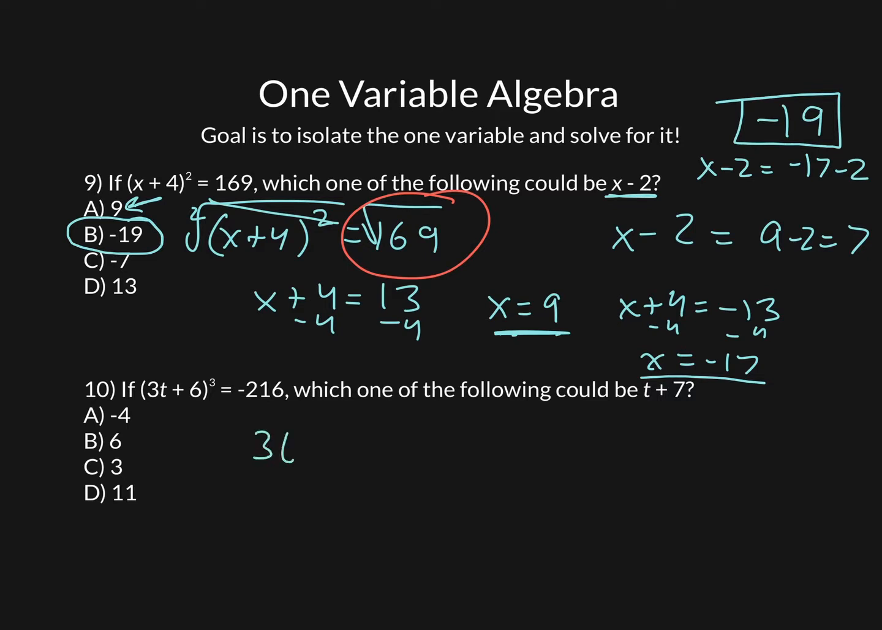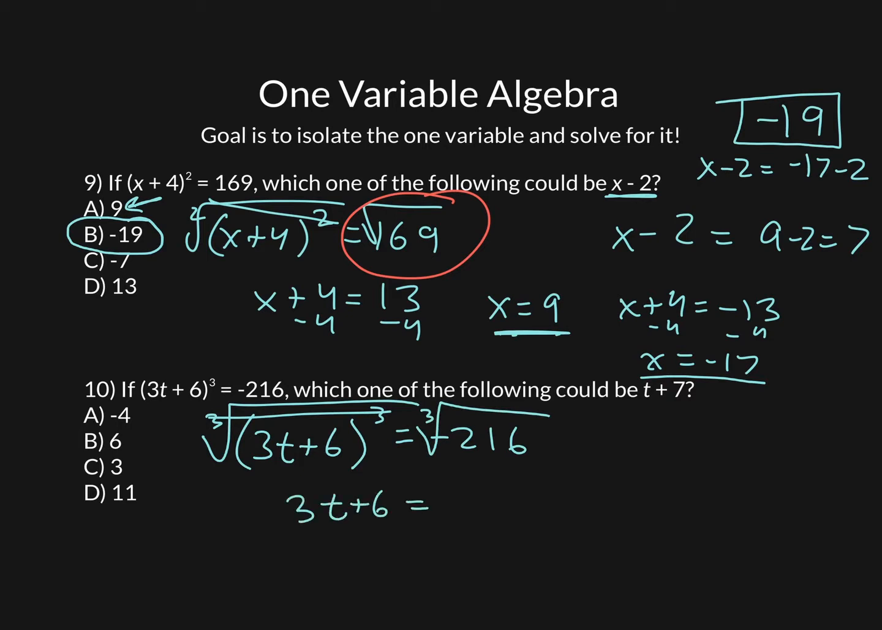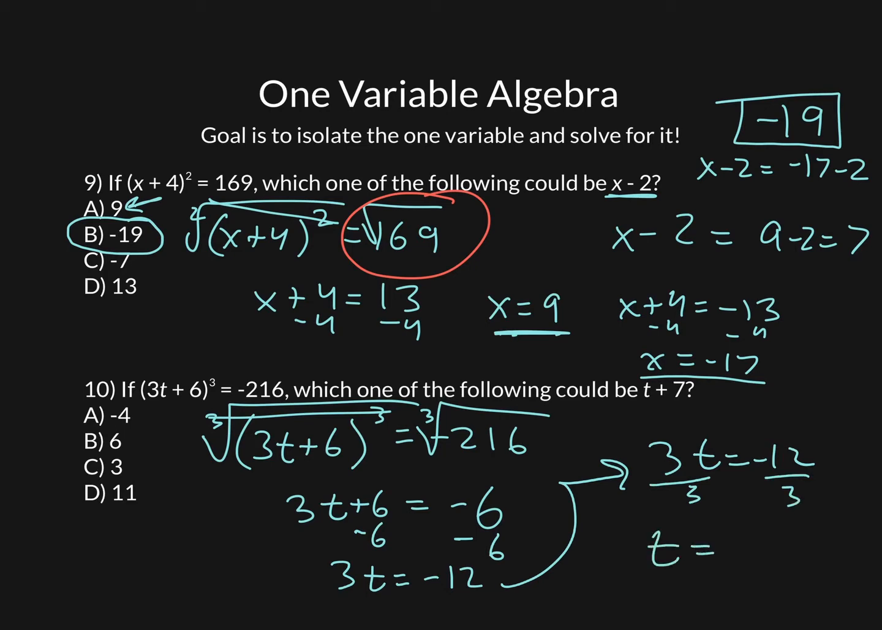Now, let's take a look at number 10. If 3t plus 6 cubed equals negative 216, which of the following could be t plus 7? Now, we first want to take the cube root of both sides. That's going to give us 3t plus 6 equals negative 6. And then we subtract 6 on both sides. That's going to give us 3t equals negative 12. Divide by 3 on both sides. t equals negative 4. Now, don't pick negative 4 as your answer choice because they're asking for t plus 7. So negative 4 plus 7 simply gives us 3. So our answer here would be C.